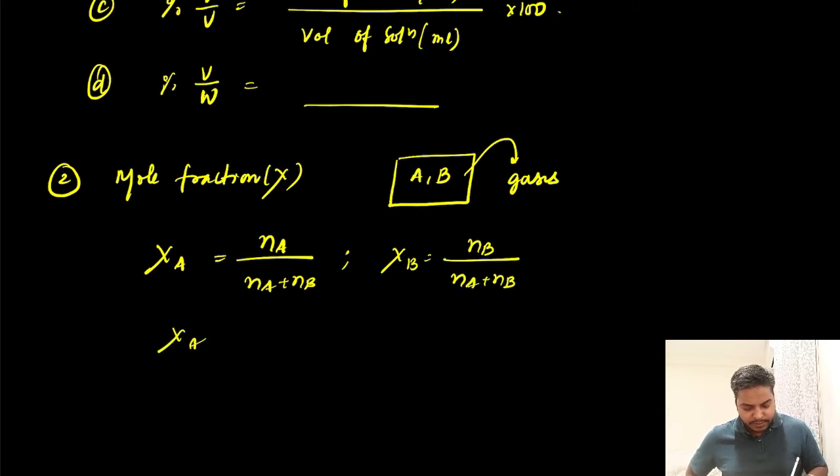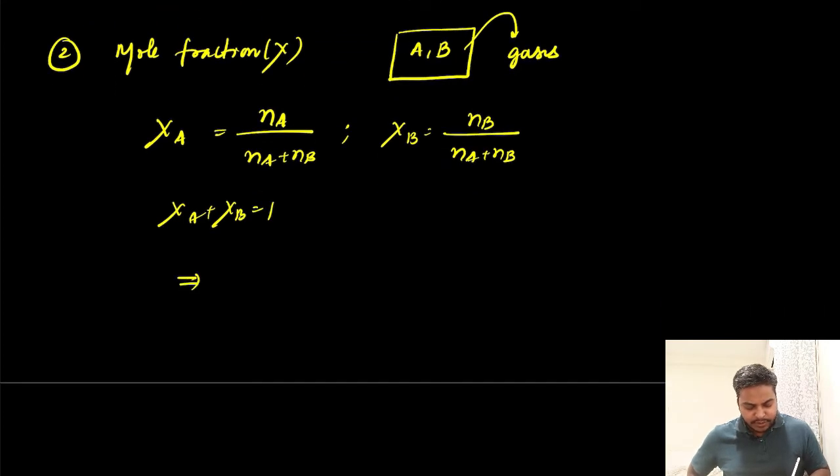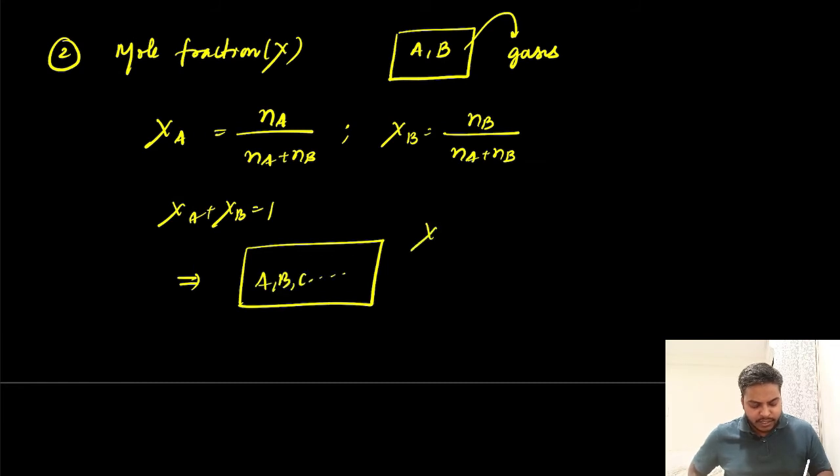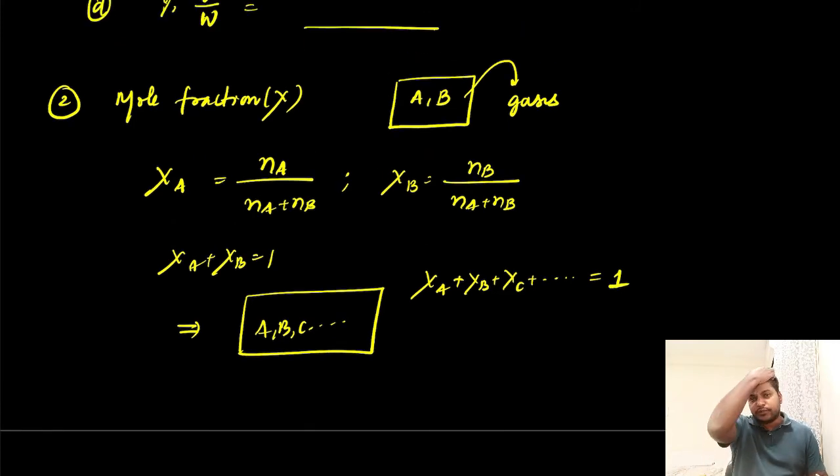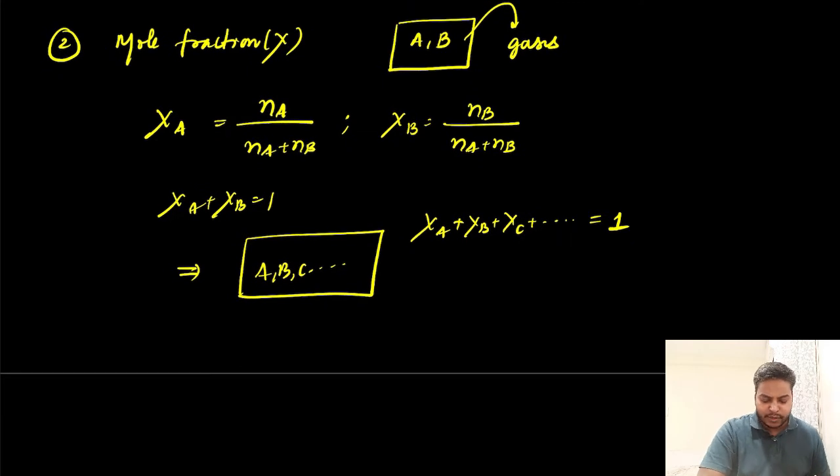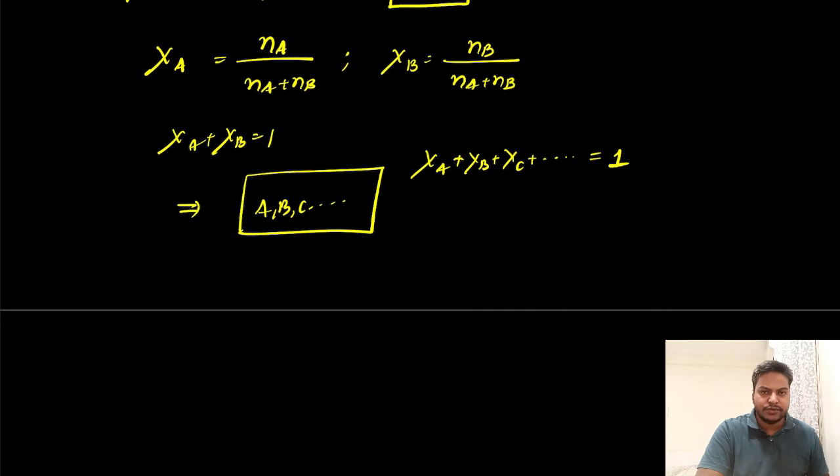And you can see XA plus XB is equal to 1. If you have a lot more components like A, B, C, D and so on, then XA plus XB plus XC and so on, the sum of all of them should be equal to 1. So the sum of all the mole fractions must be equal to 1. So this is the next important term, students. Revise it. What is mole fraction? How is it being used?